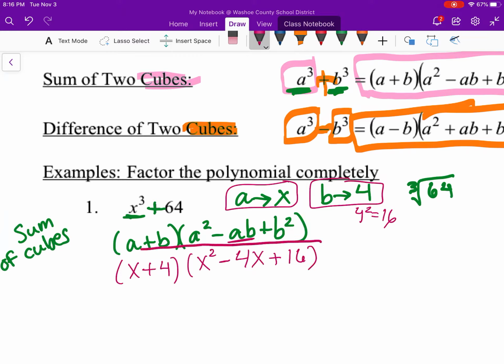Okay, so this is you completely factoring x cubed plus 64. That is your factor. Okay, so it's going to be a longer factor.